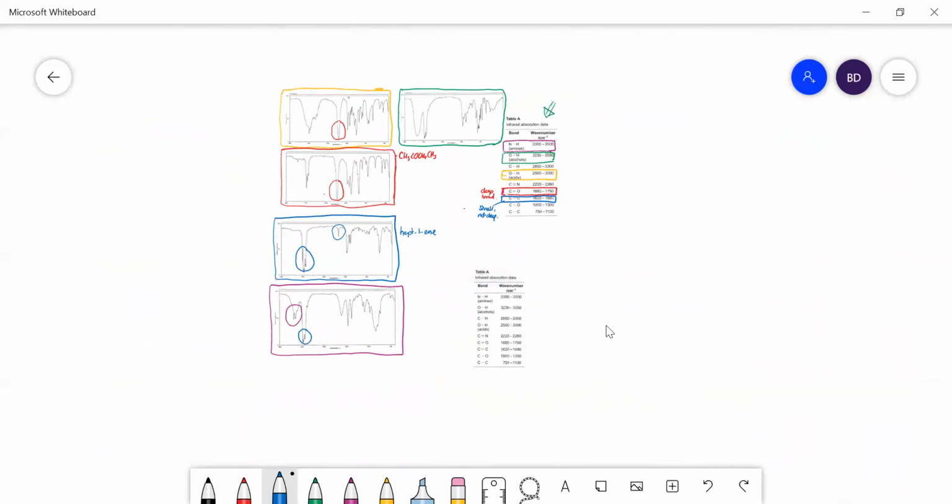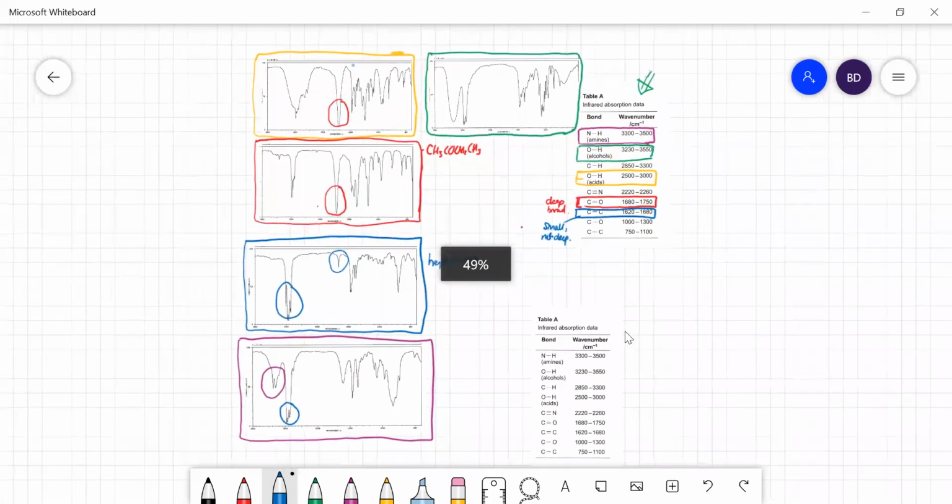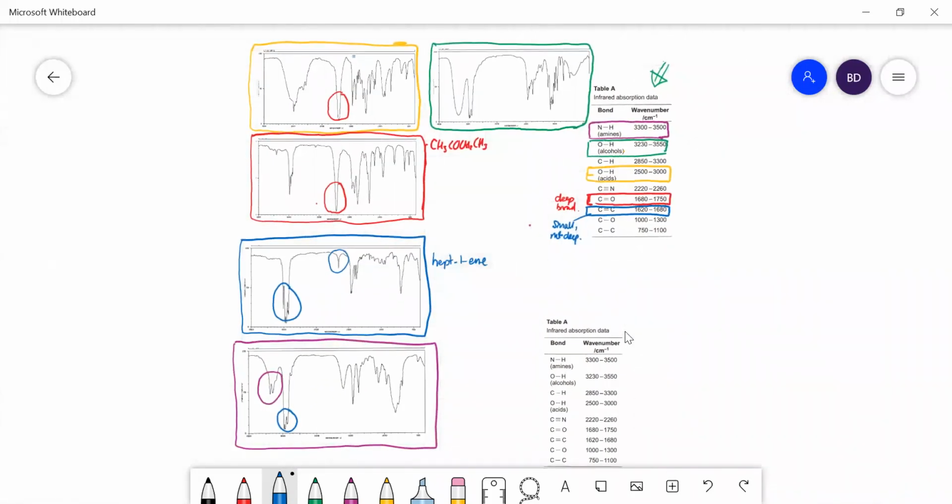Just get them all together for the end. Try and make it a bit bigger so you can see them all together. Okay.